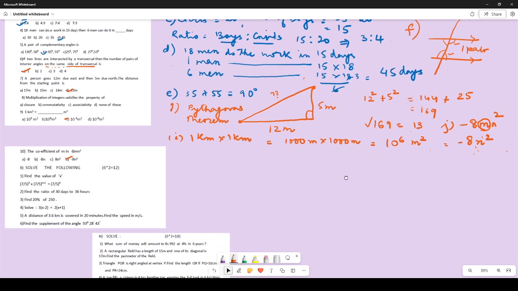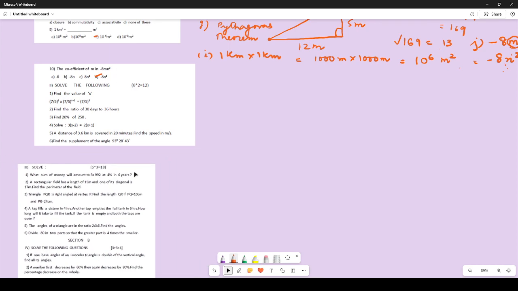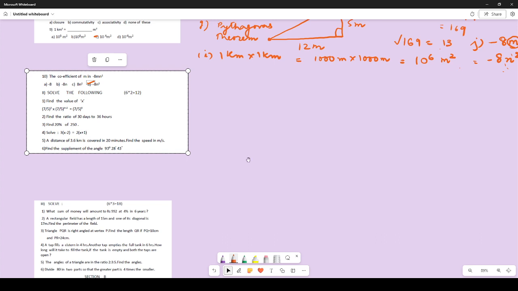Now let us move on to question number 2. Right. So let me again change the color so that it is easy for you. Now solve the following. Find the value of x. Over here, let us take up question number 1.